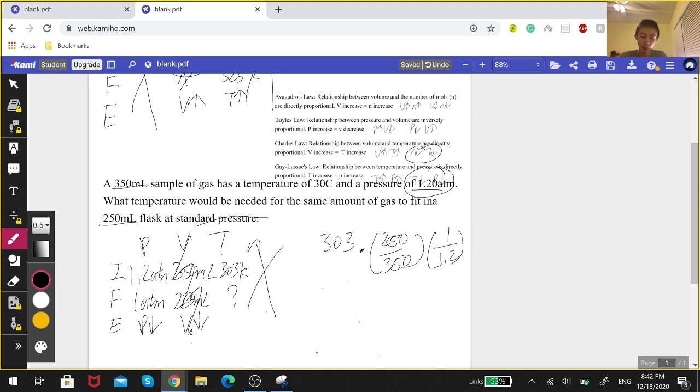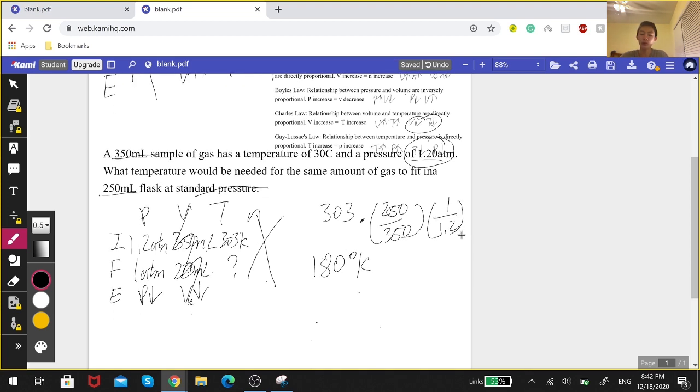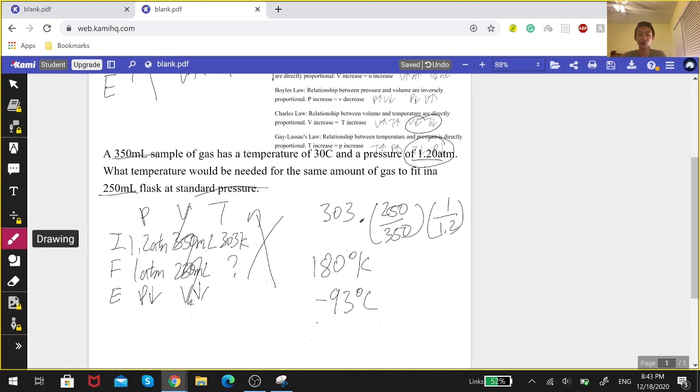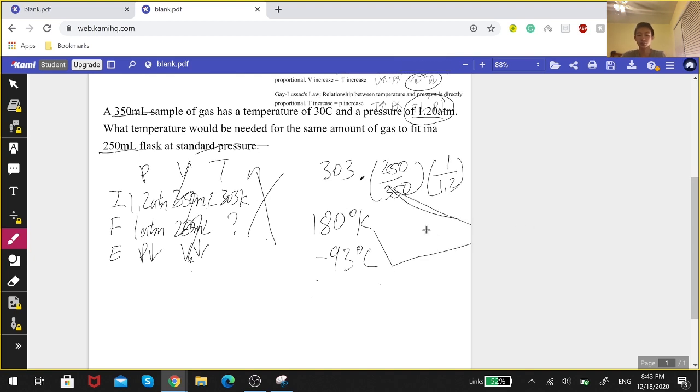Now I'm going to work this out. 303 times 250 times 1, divided by 350, divided by 1.2. That gives me a final temperature of 180 Kelvin. This question did not ask us to write it in Kelvin or Celsius, so let's just do both. How do we get from Kelvin to degrees Celsius? We subtract the 273, right? That gives us negative 93 degrees Celsius, and that is the temperature we find after we change the pressure and the volume.